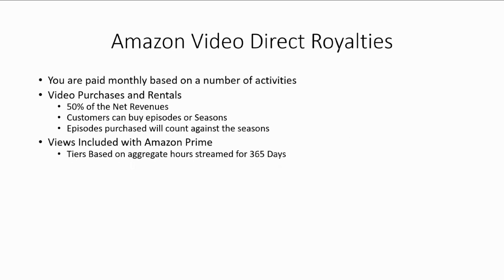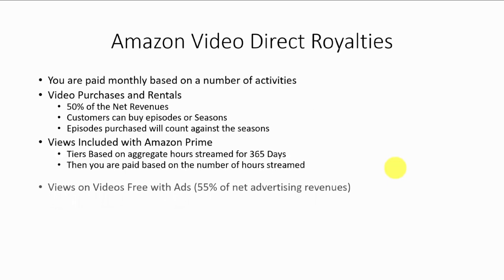There are going to be different tiers of activity based on the aggregate hours streamed. For example, every year Amazon will determine how many hours people are streaming your videos, and that'll put you on a certain tier to be paid more or less. The more hours that people are streaming your videos, the higher your rate of pay, and you'll see that in the schedule. Once your tier is determined, you'll be paid based on the number of hours actually streamed. So you'll have a tier, and then you'll have streaming that will take place. Again, the higher your tier, the higher the rate of pay.